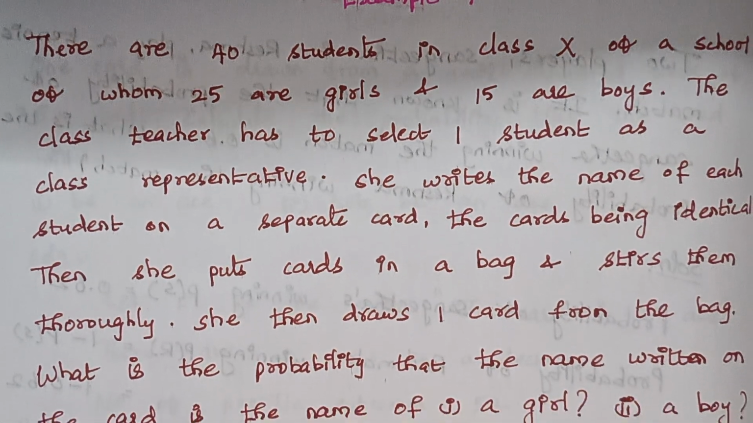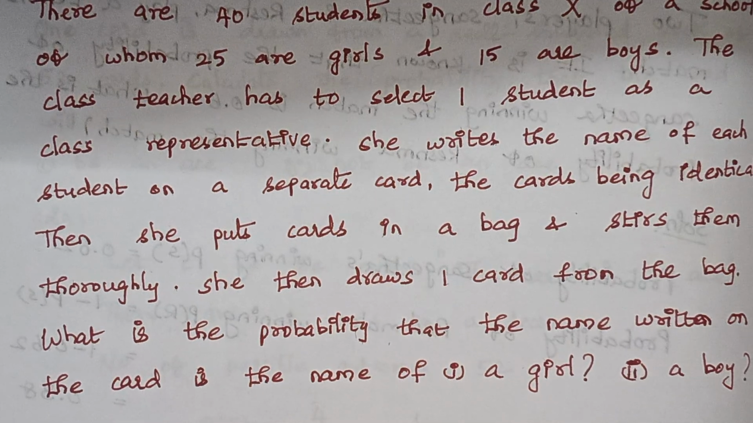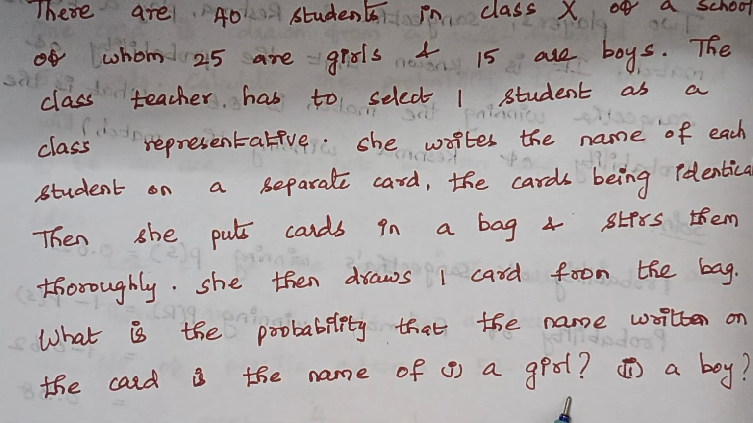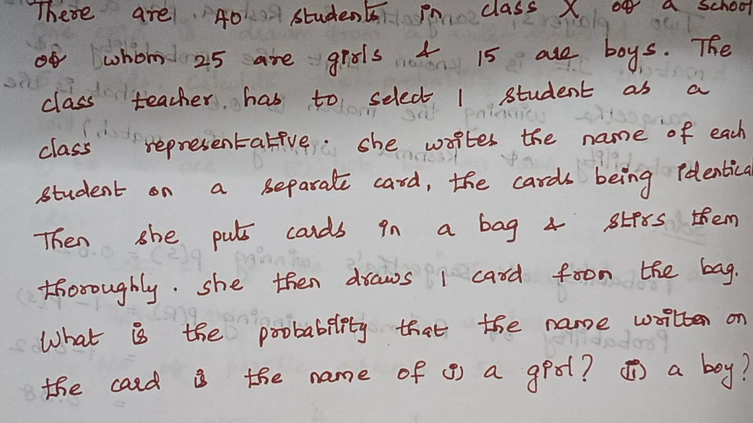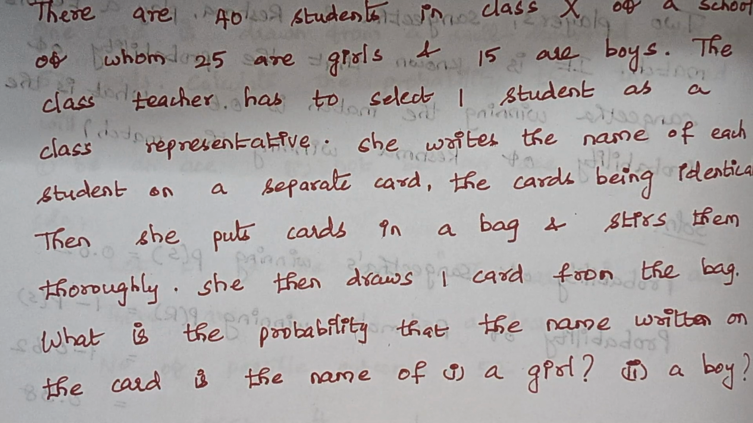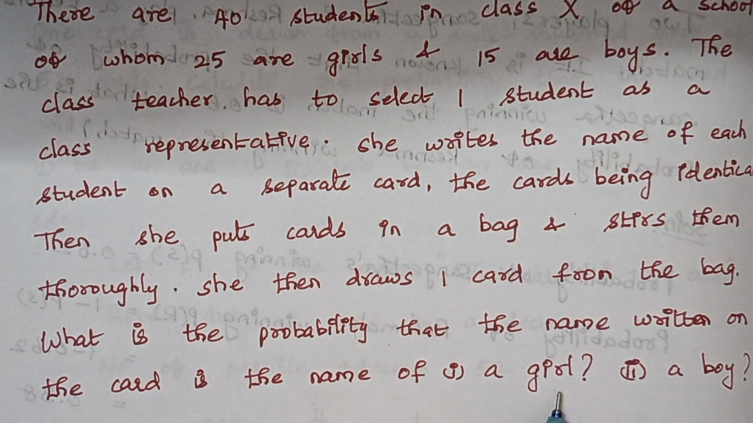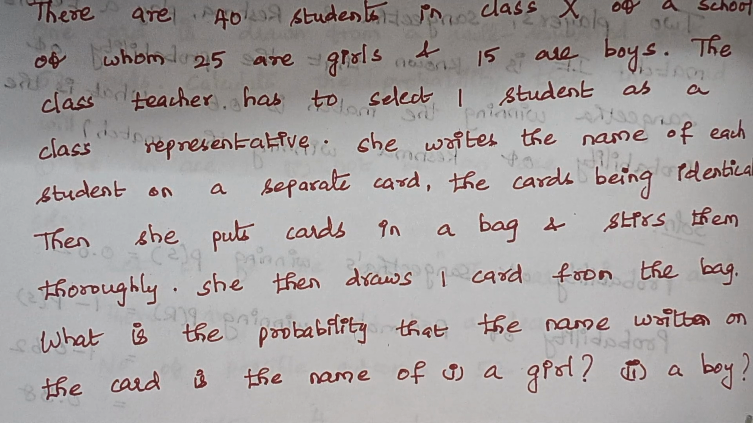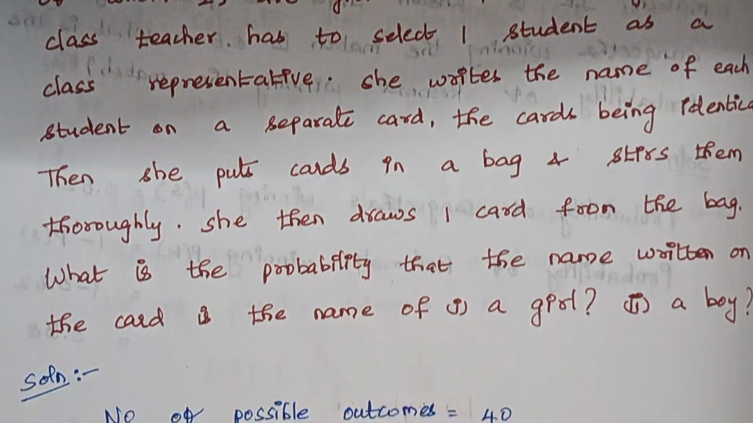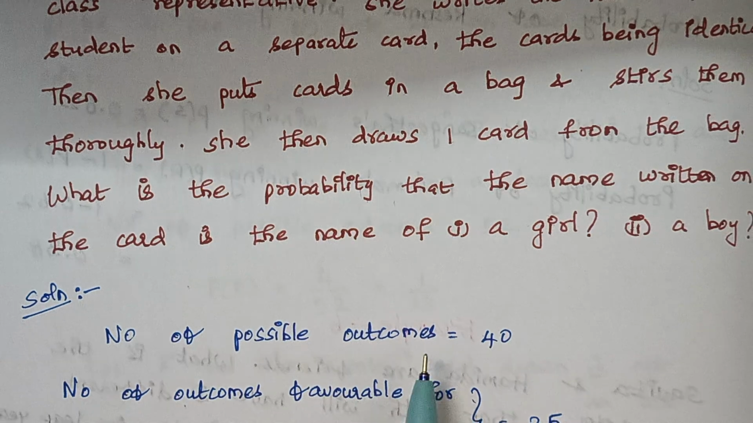So what is the probability that the name written on the card is the name of a girl or a boy? Here we have to find whether the name written on the card selected by the teacher is the name of a girl or a boy. So we have to find the probability of selecting a girl's name as well as the probability of selecting a boy's name. We start our solution with what are all the possible outcomes.